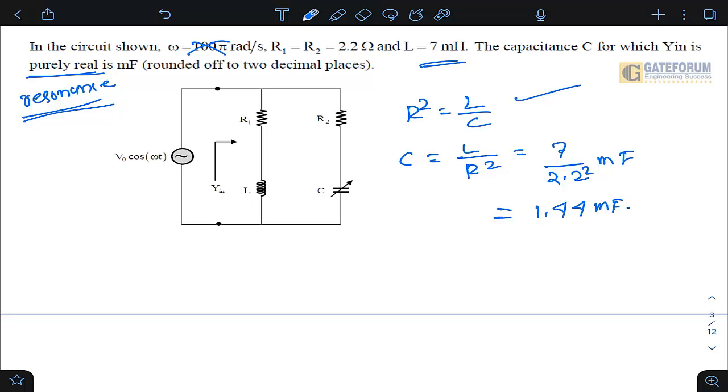But students, if you don't know this standard result, and if you go by the actual procedure, the proof of how it happens in theory, it is hardly less than a 15 to 20 minute task if you don't make any mistake in between. It is very lengthy actually. That's why, because this is very standard and repeatedly coming in the GATE exam, we always suggest to memorize these standard results. So by referring to that, the answer is 1.44.